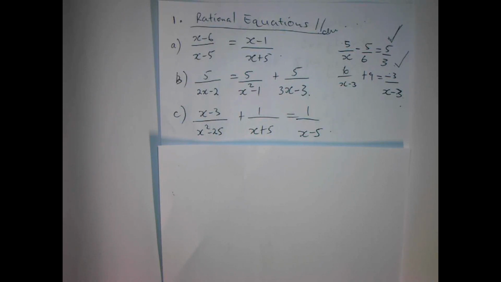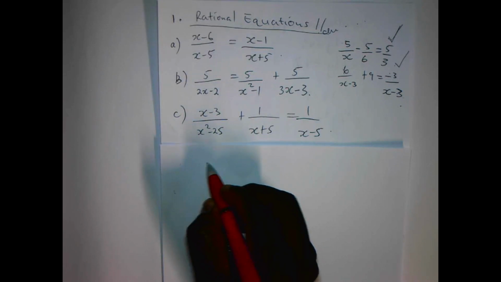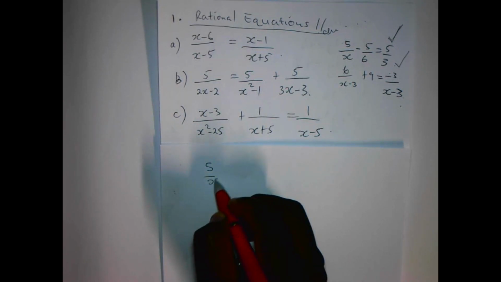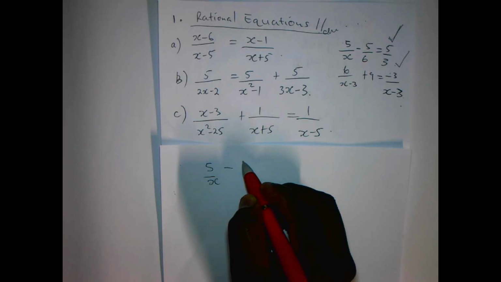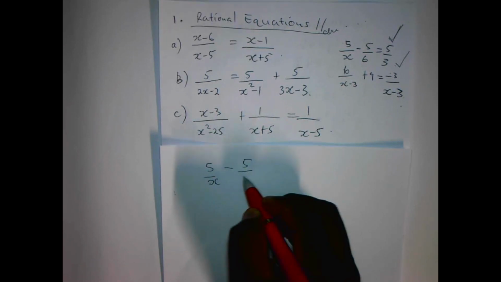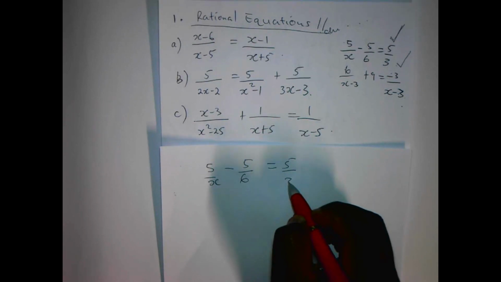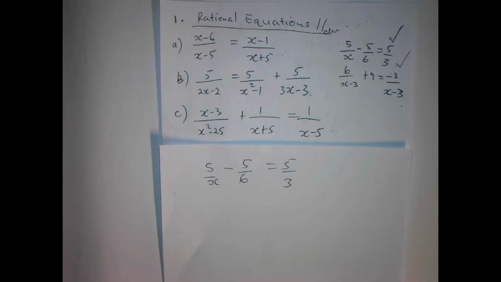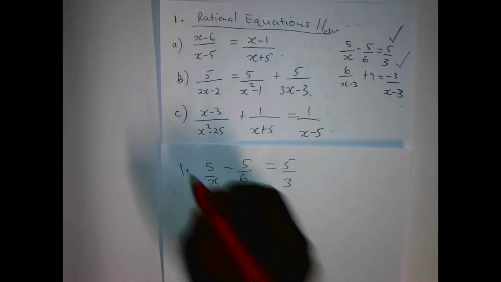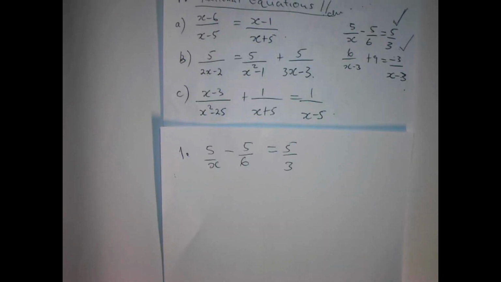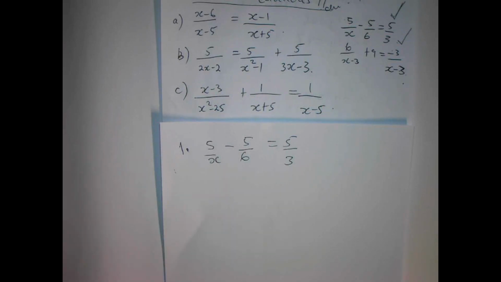So we are going to start with this one, 5 over x minus 5 over 6 is equal to 5 over 3, and we want to demonstrate how to solve this one. How do we go about it? The idea is to remove the terms in the denominator, but we don't just throw the terms away. So how do we remove the terms?